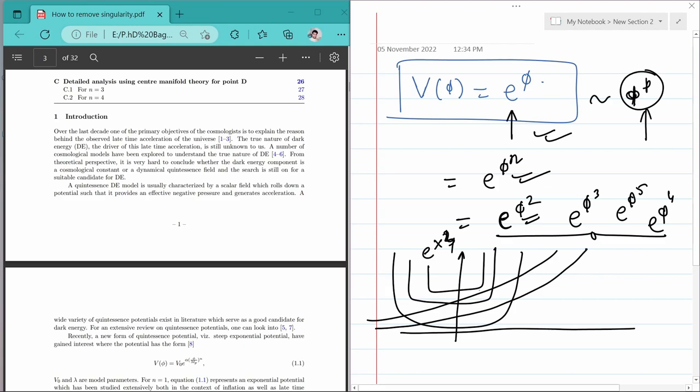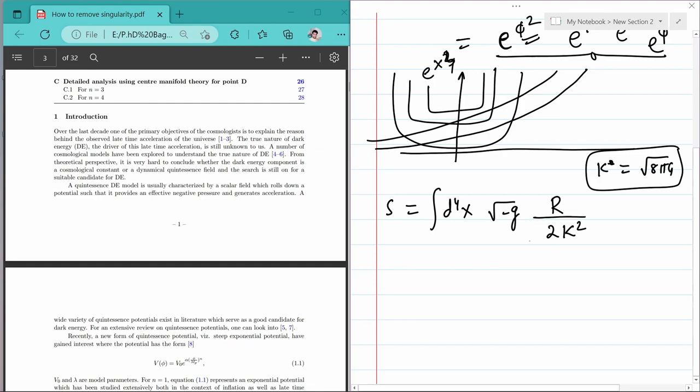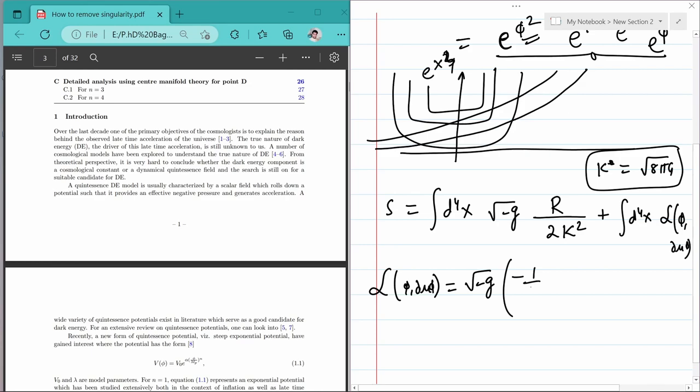Now, in the context of quintessence, how are we going to understand it? We already know that to understand quintessence, first we write the action. The action corresponding to gravity has the Ricci scalar and 2 kappa square, where kappa is the square root of 8 pi G. This is the gravity part, and then we add another term, the integral of d4x with L of phi and its derivative d mu phi. This gives you the quintessence Lagrangian, which is like this: square root of minus g, then minus half partial mu phi partial mu phi minus V of phi.